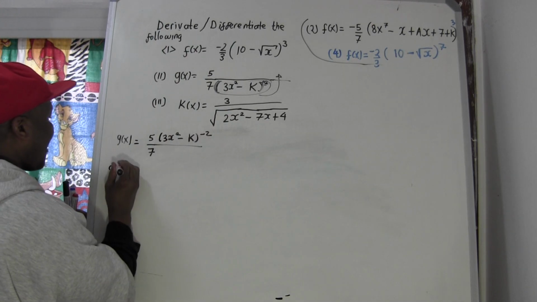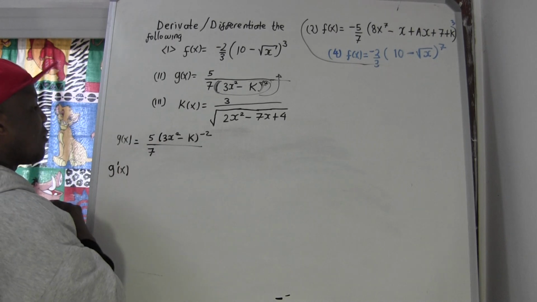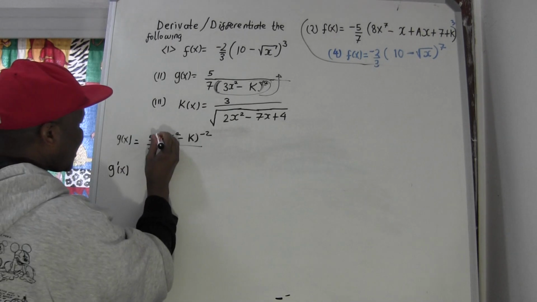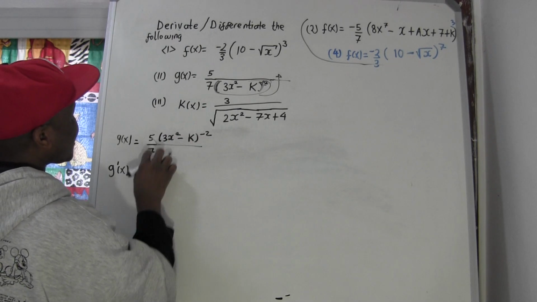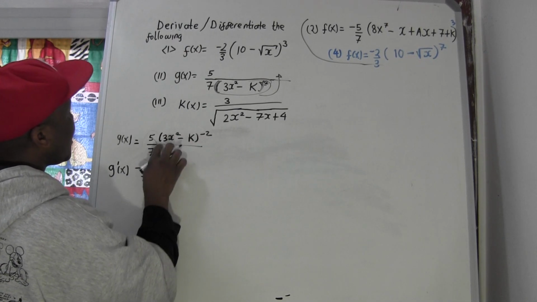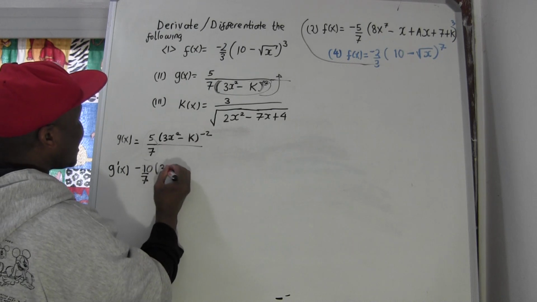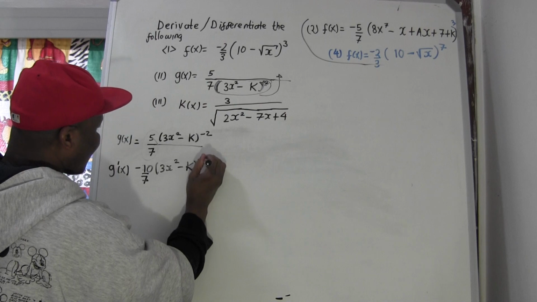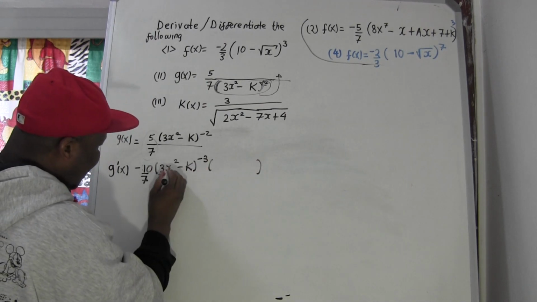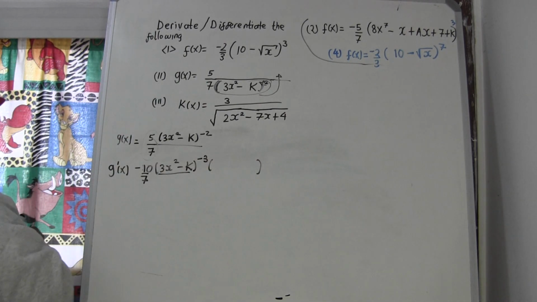Now it's going to be g prime, because we differentiate. Now we can, because everything is in the power. So now take this, multiply by -2. It's going to become -2/7. -2 times 5, -10. And then here, I'll drop the bracket as it is. 3x squared minus k, -2 minus 1 equal to -3. And then, you must differentiate whatever is in here, write the answer there. You know what I'm saying?